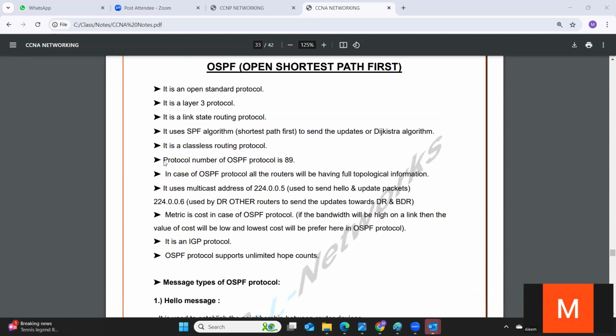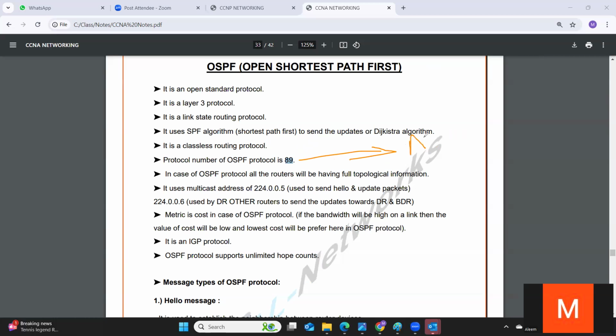OSPF uses the protocol number 89. And what about the EIGRP protocol number? EIGRP protocol number is 88 and this one is 89. So on the basis of the protocol number, we'll identify the service, which service is there.